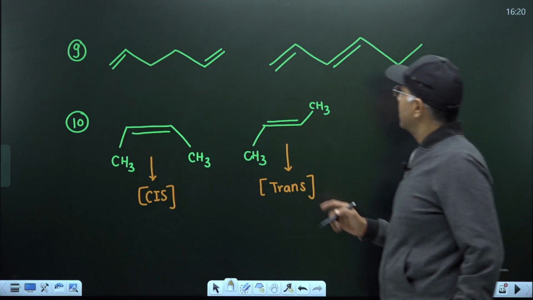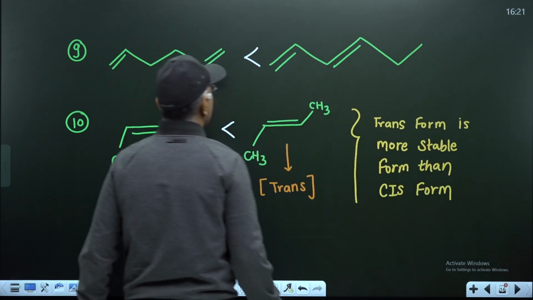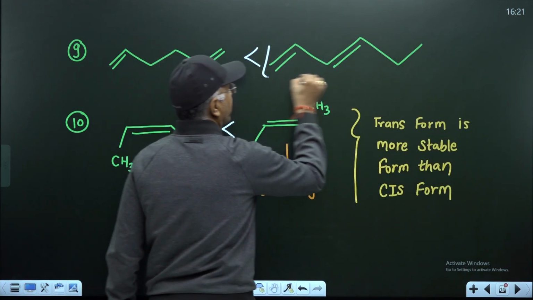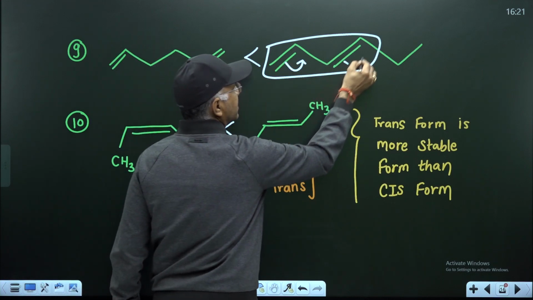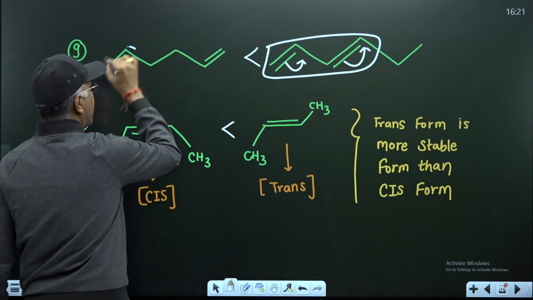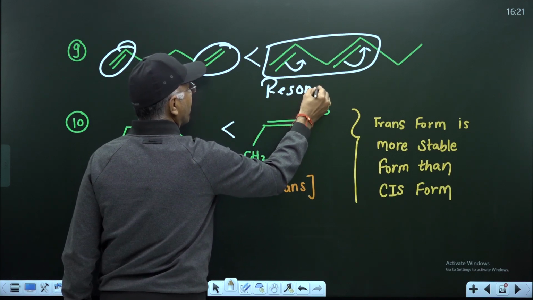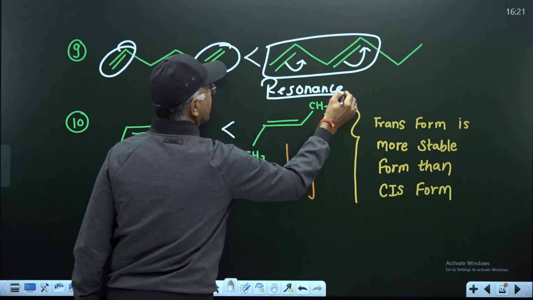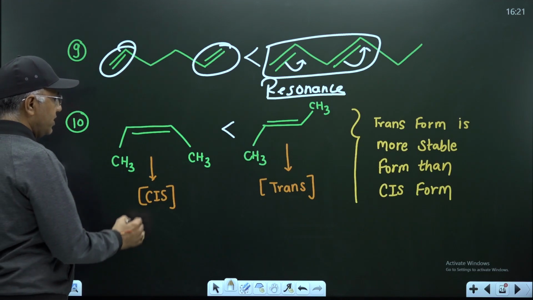Now in 9th, the second is more stable because of resonance. First we will check resonance. Double bond conjugation with double bond. This is a conjugated diene and this is an isolated diene. The first is more stable because of resonance stabilization. Now in 10th, you have to remember, this is a cis alkene.